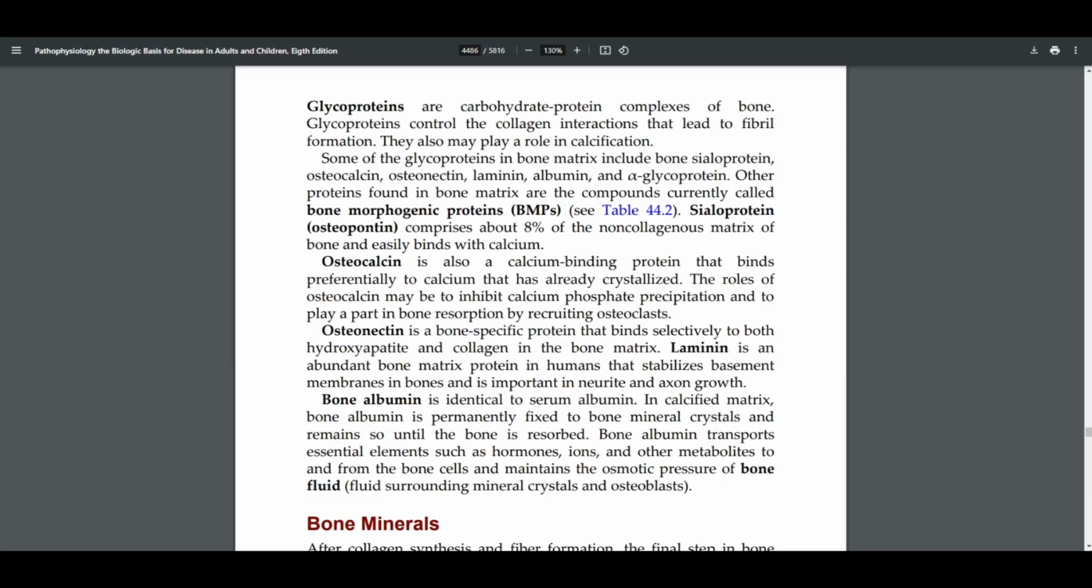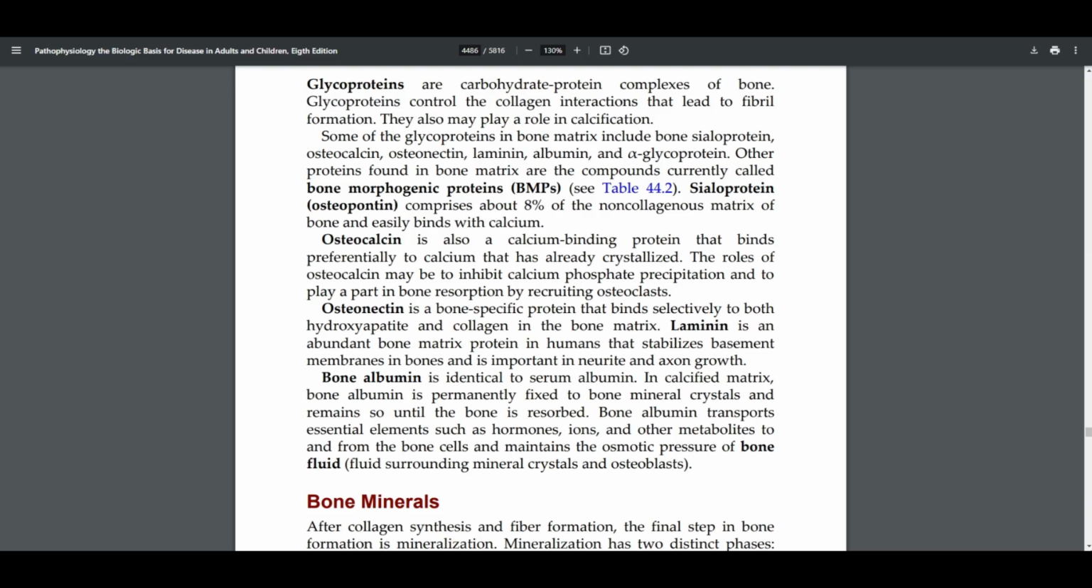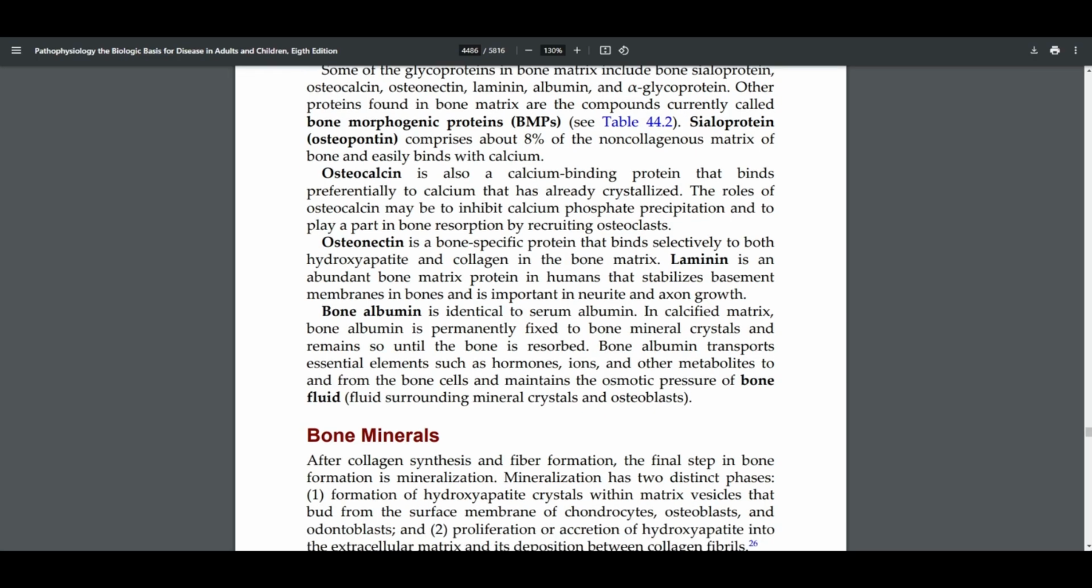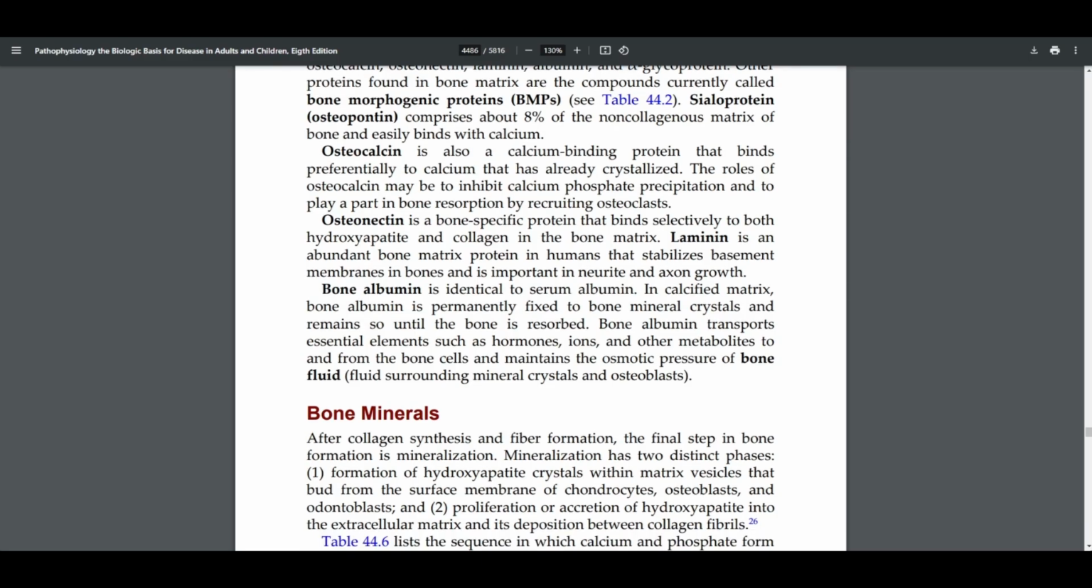Sialoprotein, or osteopontin, comprises about 8% of the non-collagenous matrix of bone and easily binds with calcium. Osteocalcin is also a calcium binding protein that binds preferentially to calcium that has already crystallized. The roles of osteocalcin may be to inhibit calcium phosphate precipitation and to play a part in bone resorption by recruiting osteoclasts. Osteonectin is a bone-specific protein that binds selectively to both hydroxyapatite and collagen in the bone matrix.